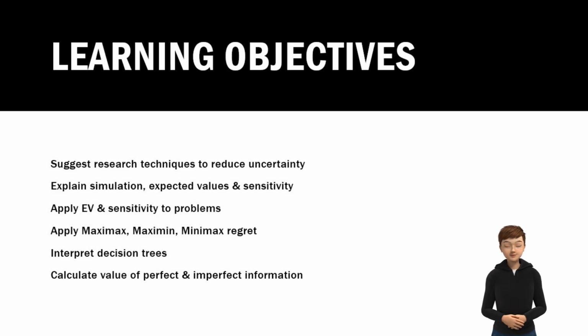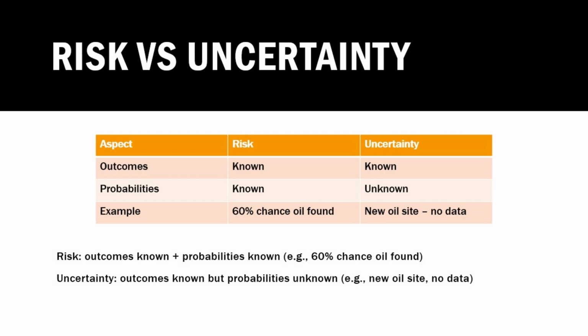In this lecture, you will learn to suggest research techniques that reduce uncertainty, understand simulation, expected values, and sensitivity analysis, apply decision-making methods such as Maximax, Maximin, and Minimax regret, learn how to draw and interpret decision trees, and calculate the value of both perfect information and imperfect information. Every one of these techniques is examinable, so pay close attention. Let us begin with the difference between risk and uncertainty.